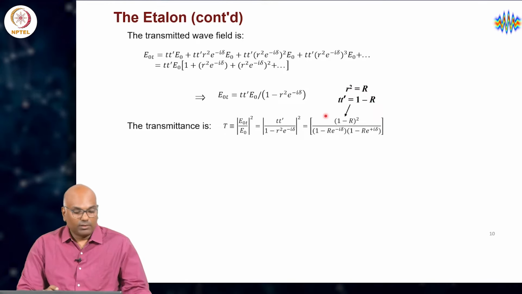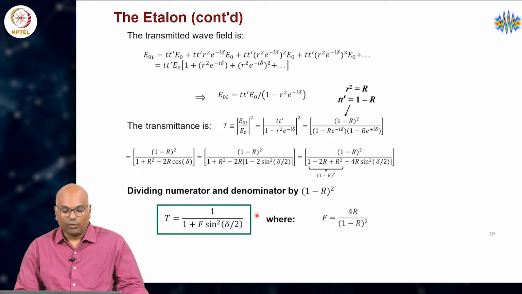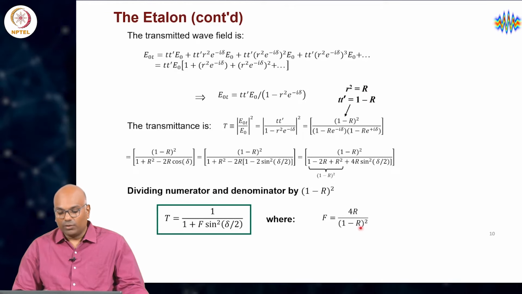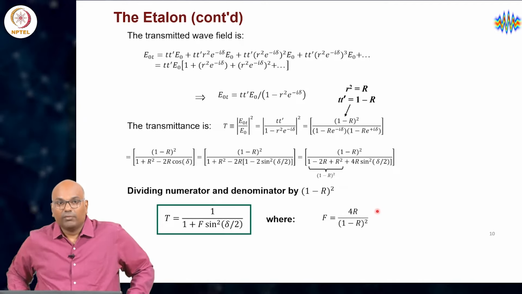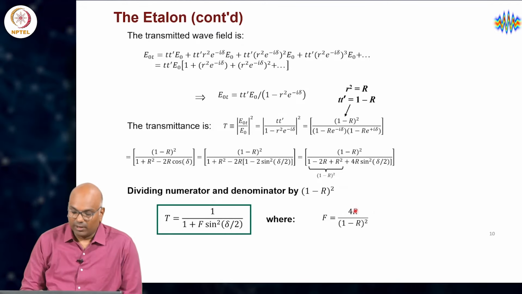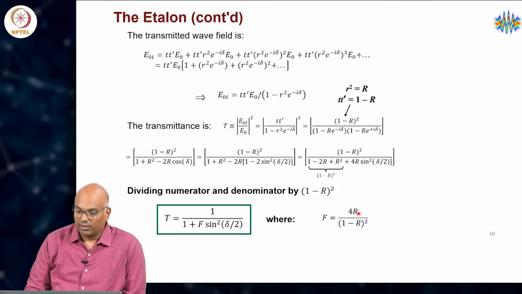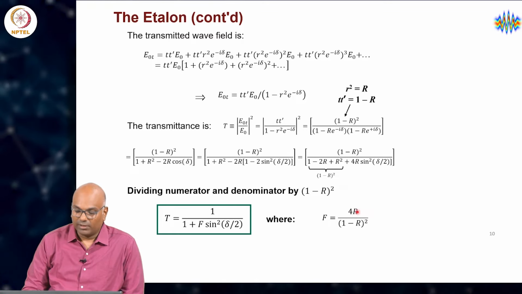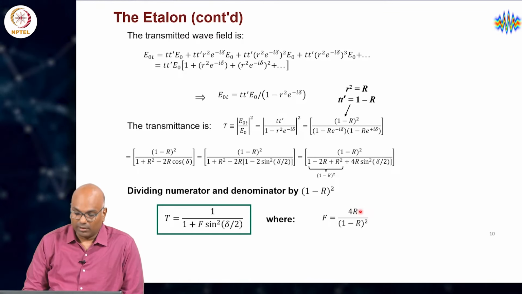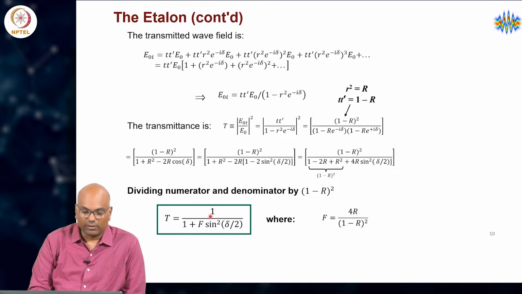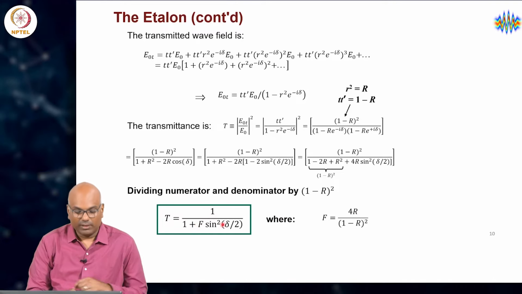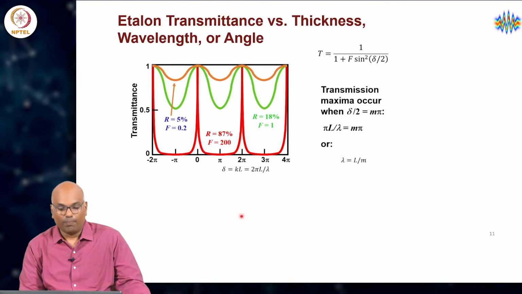And then a series of simplifications follow, and it leads us to defining a new quantity called F, which is only about the reflectance of the glass-air interface r, that is the square of little r, and the transmittance is a neat function, which is 1 by 1 plus F sine square delta over 2.